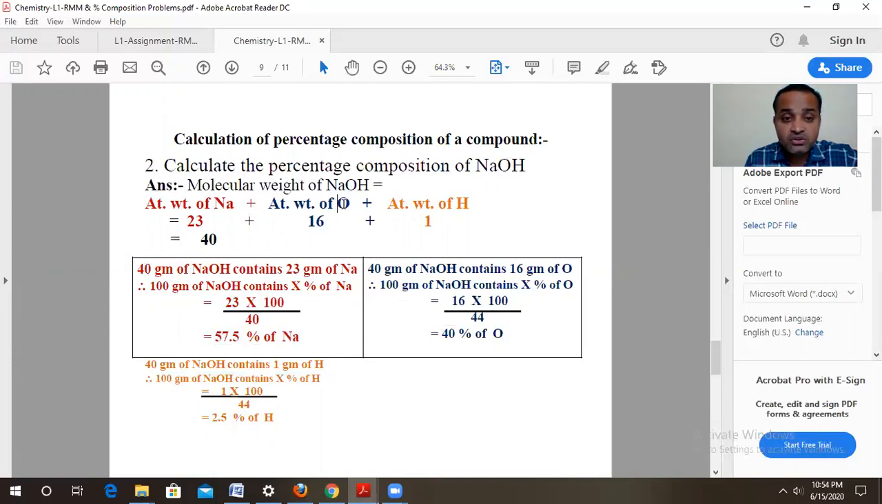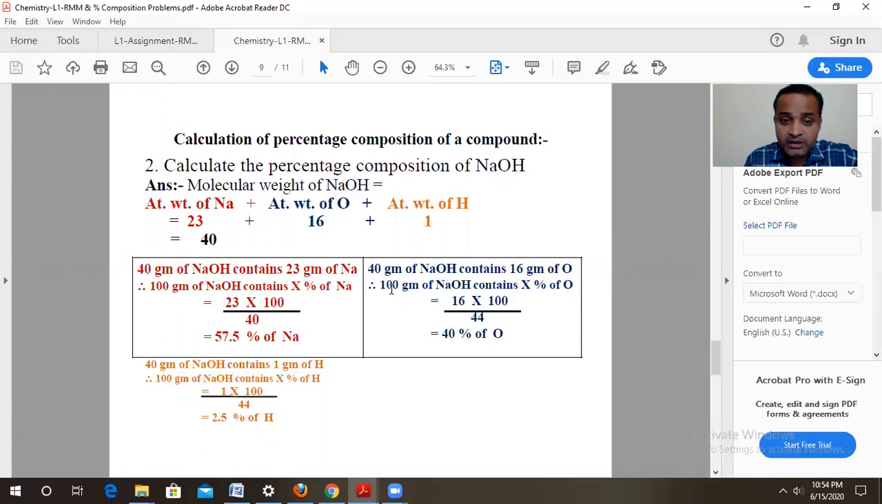Let us see the percentage of oxygen. 40 grams contains 16 grams of oxygen. Therefore, 100 grams of NaOH will contain 16 multiplied by 100 divided by 40.